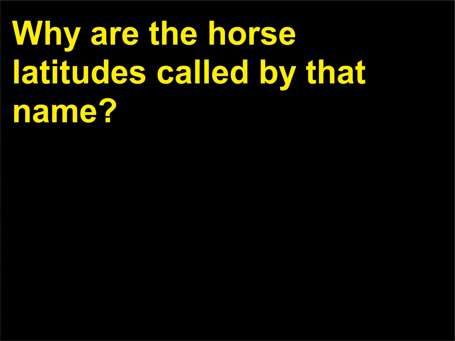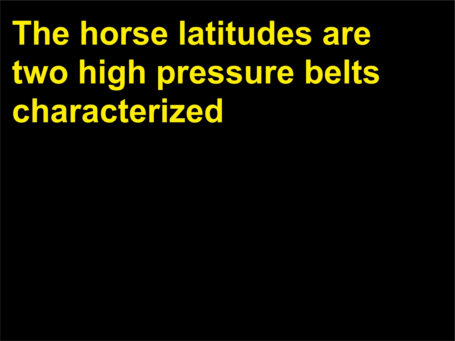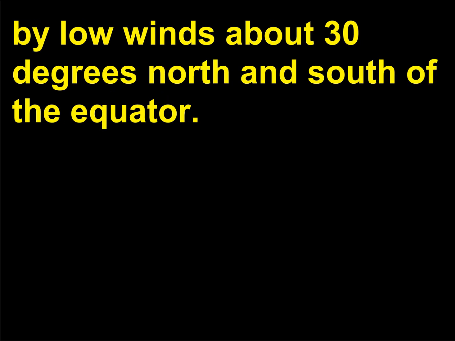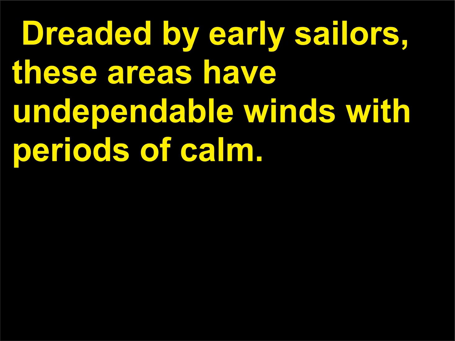Why are the horse latitudes called by that name? The horse latitudes are two high-pressure belts characterized by low winds about 30 degrees north and south of the equator. Dreaded by early sailors, these areas have undependable winds with periods of calm.